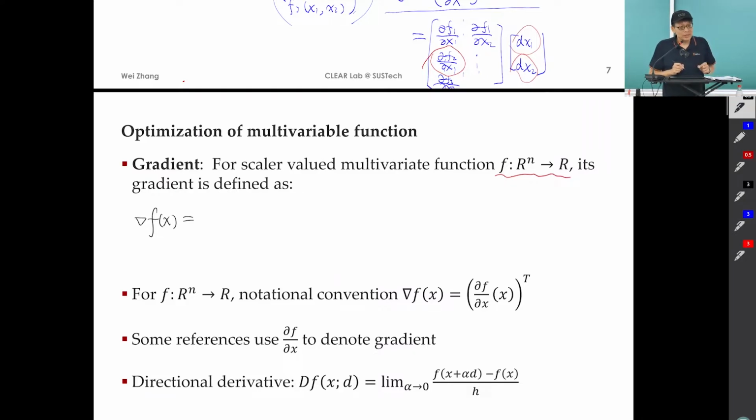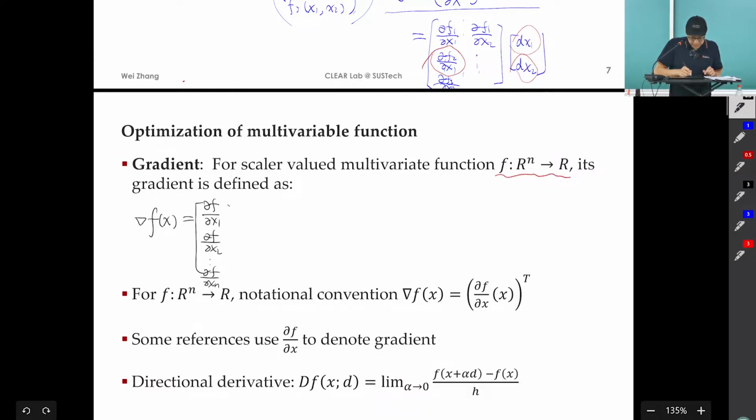Depending on the book you read, most people use a column vector to represent the gradient. Some people use a row vector. I used a row vector before even, okay? It doesn't matter as long as you know your convention. But now let's do it similar to most of the textbooks. It will be partial f, partial x1, partial f, partial x2, all the way to partial f, partial xn.